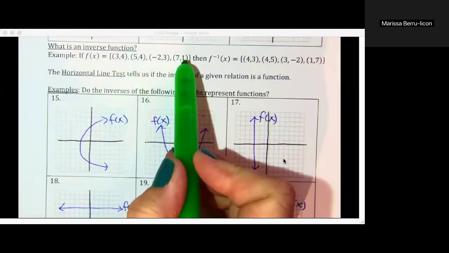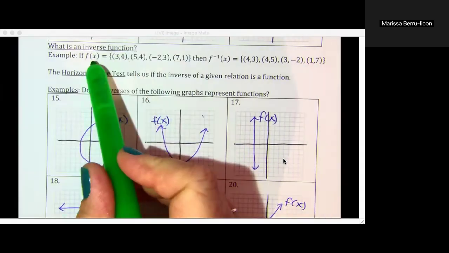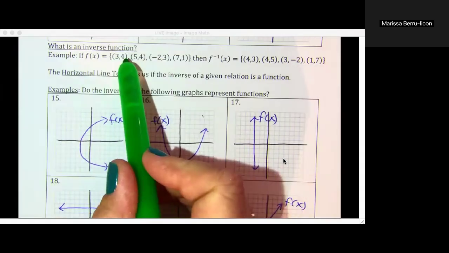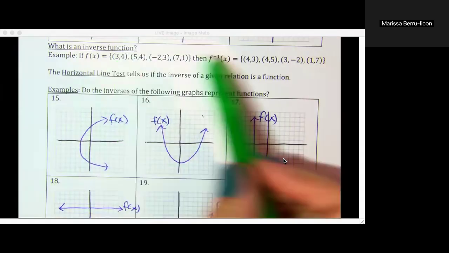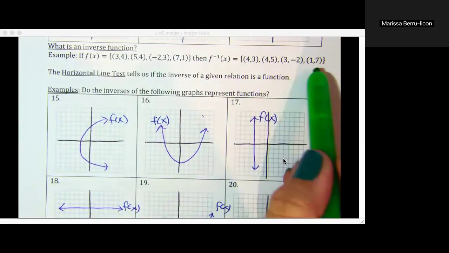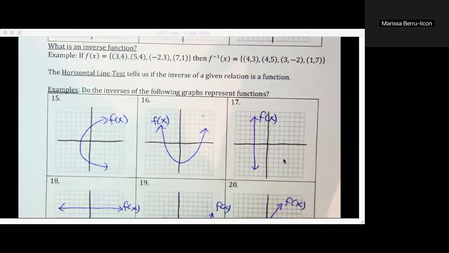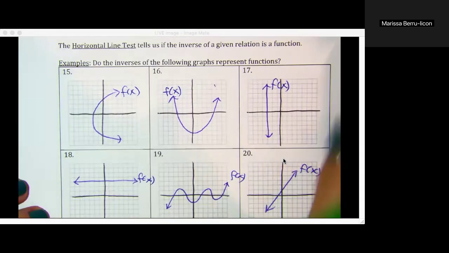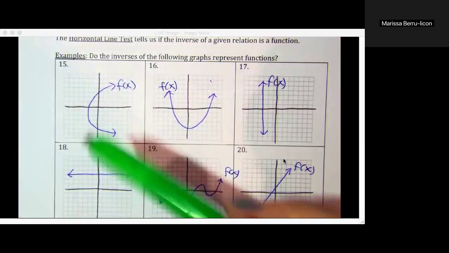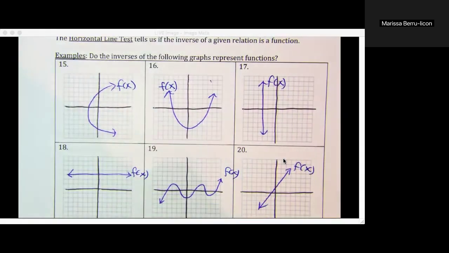Here, if we have a set of points, we can see that if we have f of x equaling these points here, and we switch the x and the y, so it becomes 4, 3, that would be the inverse. So all of these points switched becomes the inverse there. And what the horizontal line test tells us is information about the inverse of the graph we're looking at. So this test does not tell me information about the graph I'm looking at. It's telling me information about the inverse of this graph.